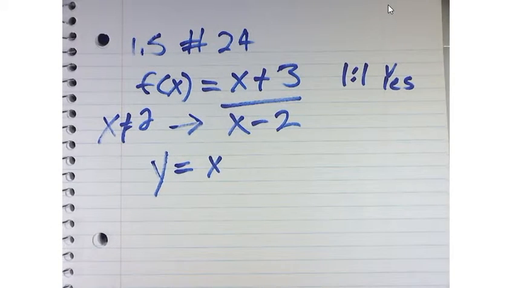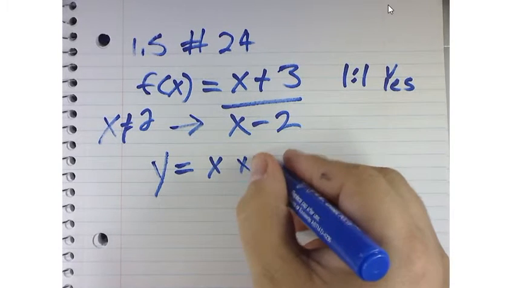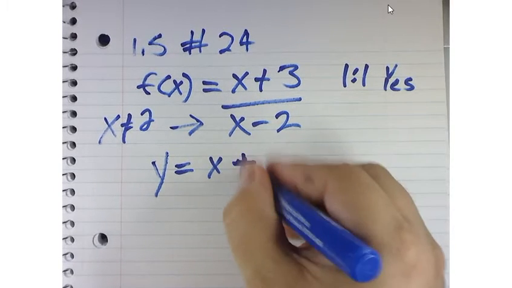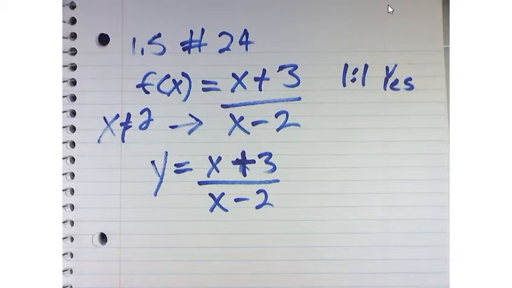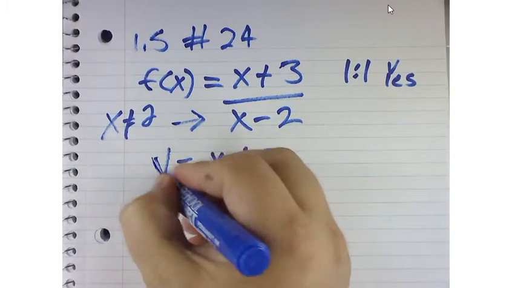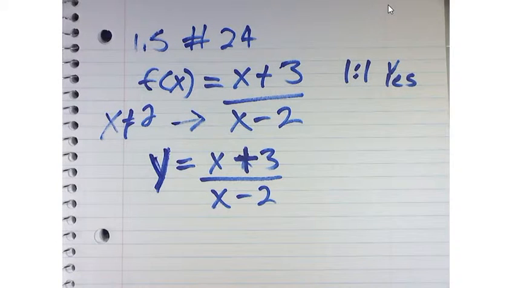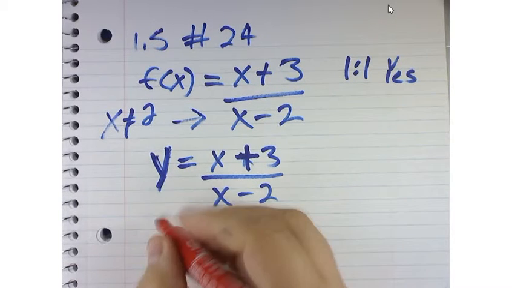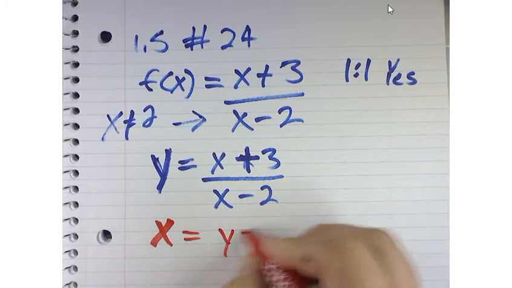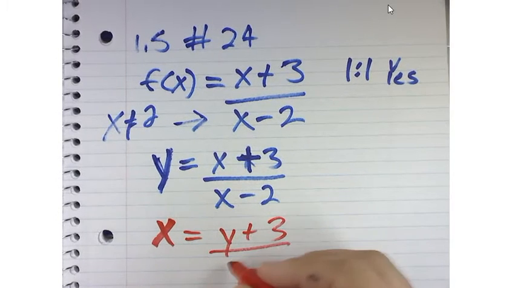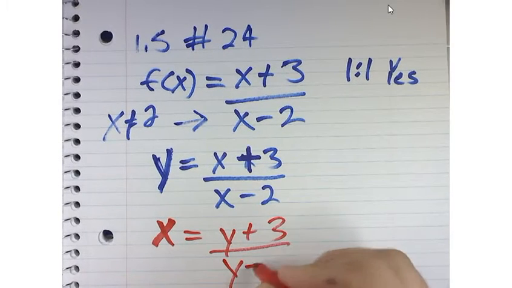Okay, since we know it's a one-to-one function, we rewrite the function x plus 3 all over x minus 2, but we replace the function notation by putting a y in for f of x. The very next step that we would do is wherever there is a y, we put an x. Wherever there's an x, we put a y. So we rewrite the equation x is equal to y plus 3 all over y minus 2.